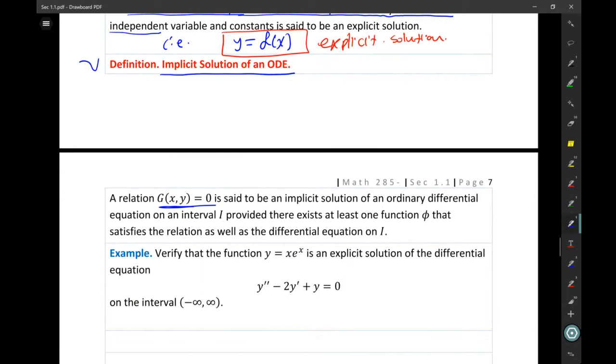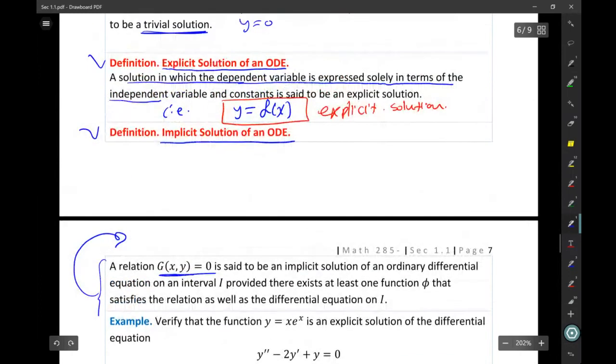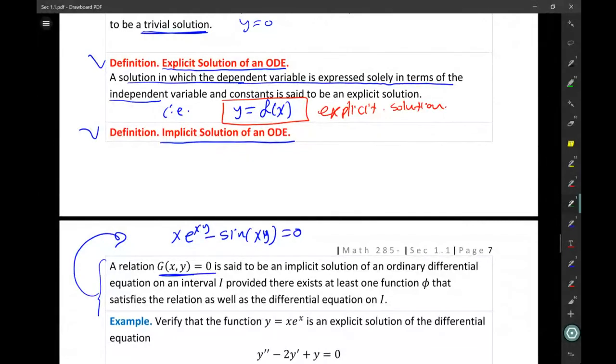Also, an implicit solution may give you two or more solutions. For example, here, if I say that x e to the power xy minus sine xy is equal to 0, you cannot separate y on one side and all the other constants and variable x on the other side. So this is an implicit solution.